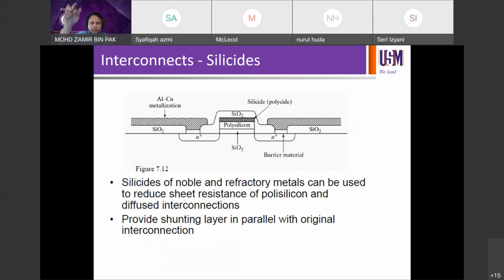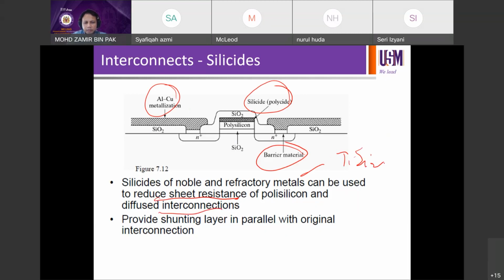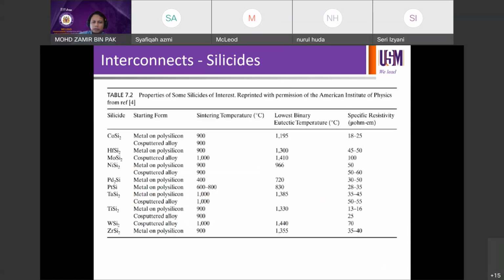Okay, other examples we've discussed on silicide. The other architecture that's available for us to learn can be AlCu metallization, and then you can have this silicide, barrier metal. Silicides are noble and refractory metals. We discussed TiSi2, which can be used to reduce sheet resistance of polysilicon and diffused interconnect. We have seen this during process integration. TiSi2 provides a shunting layer in parallel with the original interconnection. So there are many roles that can be played by the silicides.